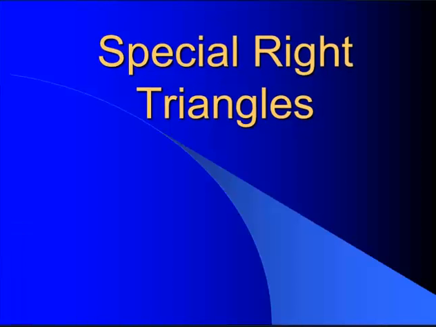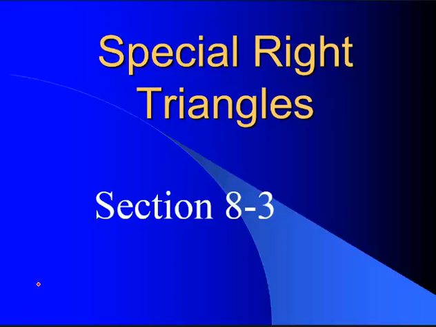Special right triangles. This is chapter 8, section 3. What do we mean by special right triangles? Well, the fact that they're right triangles means that they're going to have a 90-degree angle in them. So what makes them so special?